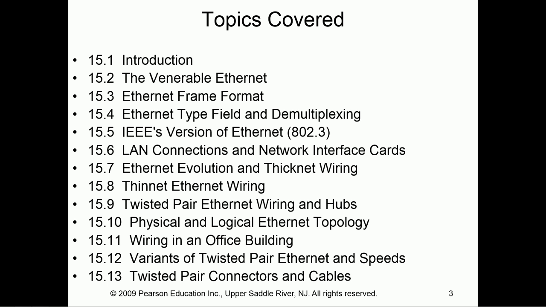So we're going to be doing things like how Ethernet is made, created, how is it made up, the types of fields in its header, the different versions, the evolution, some of the earlier types of Ethernet, where we're at now, our physical and logical topologies, wiring office buildings, variations, pairing of cabling, and that's it. So just 13 sections.